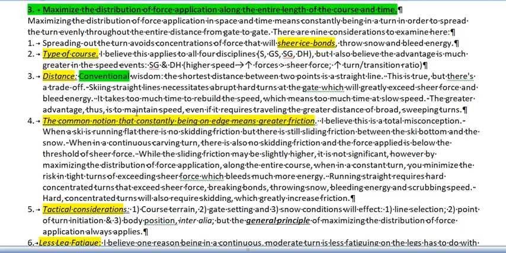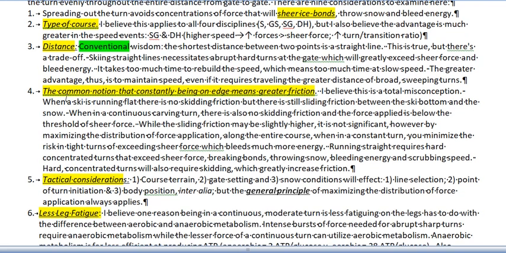The greater advantage, thus, is to maintain speed, even if it requires traveling a little greater distance, the greater distance of broad sweeping turns. You still have the overall advantage in terms of time. All right. Now, the common notion is that constantly being on edge means greater friction, right? That constantly being in turns means greater friction. This is, I think, a misconception. I believe this is a total misconception. When a ski is running flat, there is no skidding friction, okay? Granted, you're not skidding, right? But there still is sliding friction between the ski bottom and the snow.